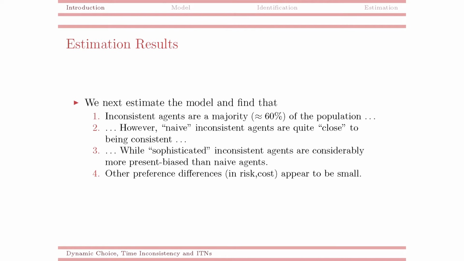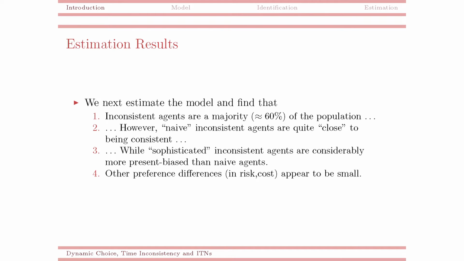And the naive agents actually respond very, very similarly to the consistent agents, at least for the range of counterfactual simulations that we consider. And so about 90% of our sample indeed behaves as if it's consistent relative to the counterfactuals we consider, while about 10% of the sample are considerably more present biased than everyone else. We also allow for differences in other risk parameters and risk and costs. And these preference differences appear to be small, at least in terms of generating differences in counterfactual outcomes.